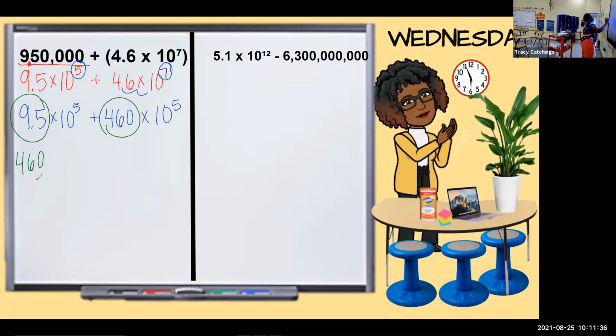Line it up to what we used to. 460. 9 is a 1 digit. 9.5. What do we end up with? 469.5. Good job. 469.5. That next step told us what about that power of 10?